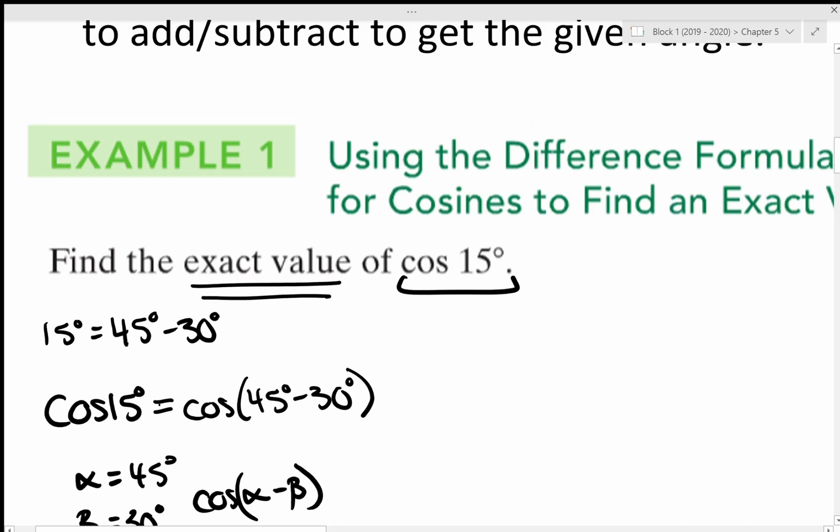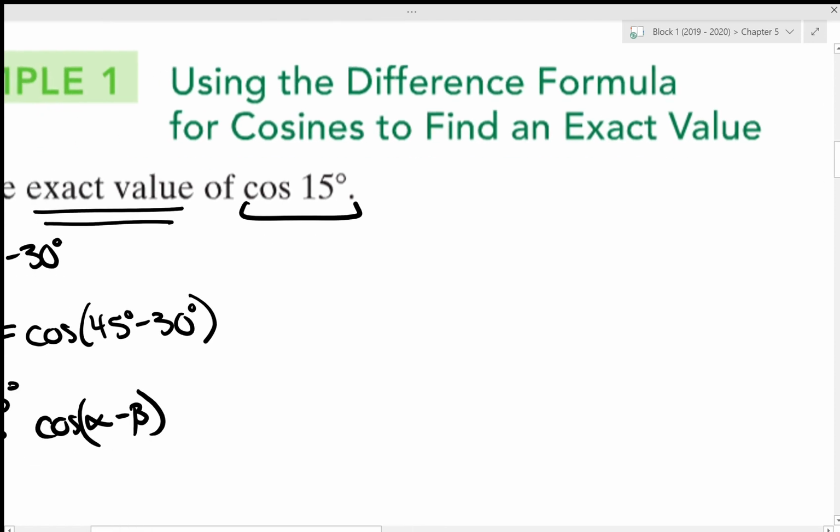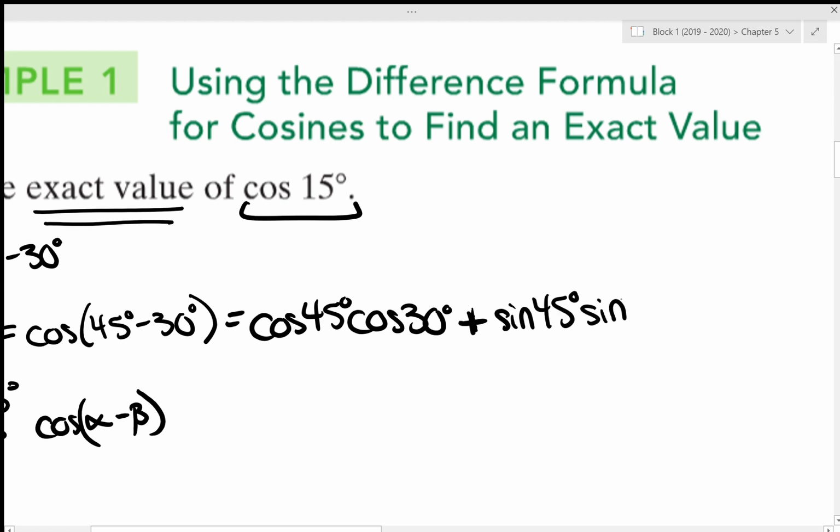So, let me look up here. I'm going to have, for the minus one, cosine alpha, cosine beta, plus sine alpha, sine beta. So, cosine alpha is 45, cosine of beta, which is 30, plus, it's actually weird because you're like, oh, it's minus, it should be minus. No, the formula says plus, use the formula. Plus sine of 45 degrees times sine of 30 degrees. So from here, all you're going to do is look at your unit circle and find those exact values and plug them in and simplify.